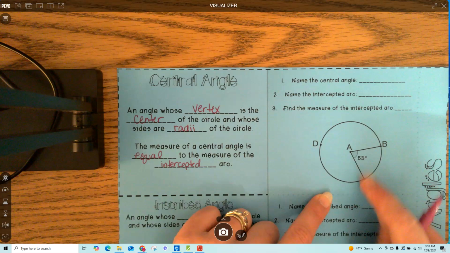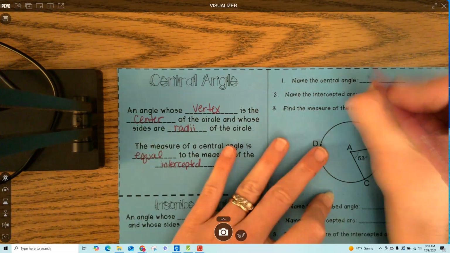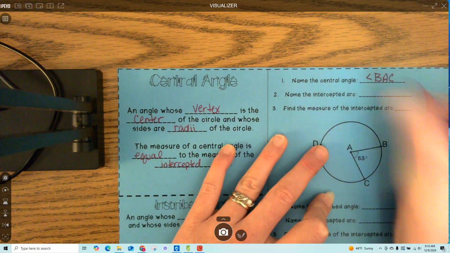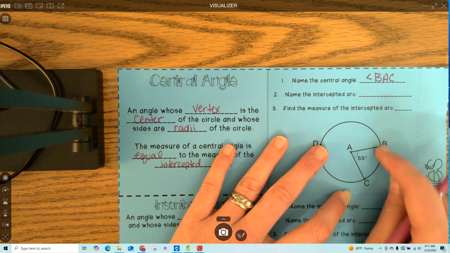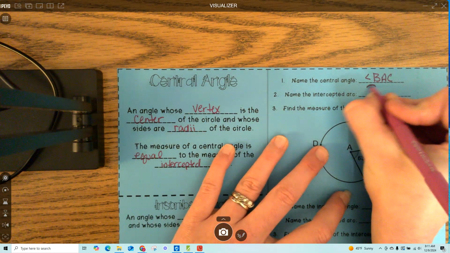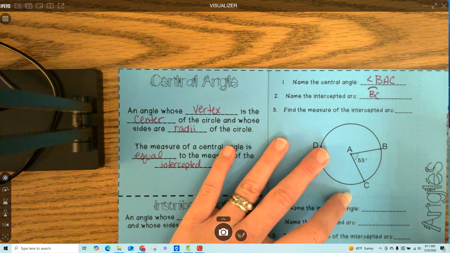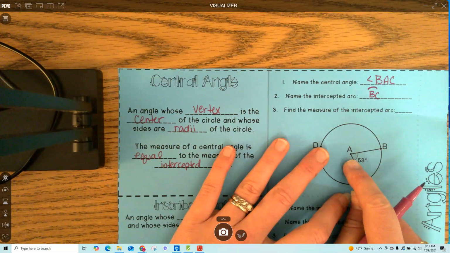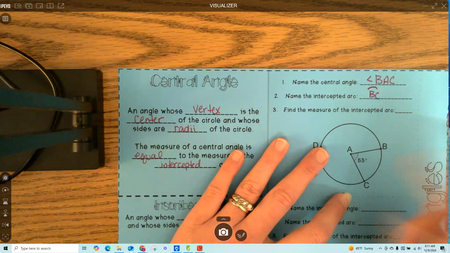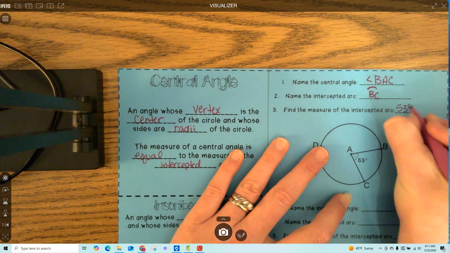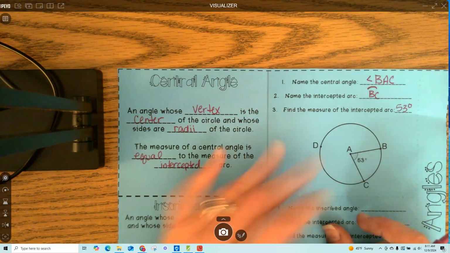Okay, so name the central angle. BAC. Remember, the vertex is always in the center. Or CAB. Either one doesn't matter as long as A is in the center. The intercepted arc, so that's this piece right here. So we write an arc and we say BC. That's the name of the arc. The measure of the intercepted arc is equal to the measure of the central angle. So BC has a measure of 53 degrees.